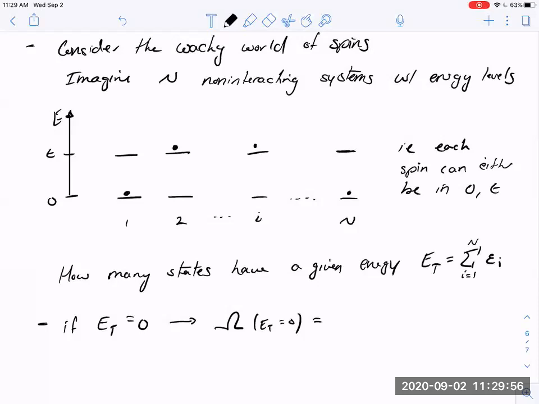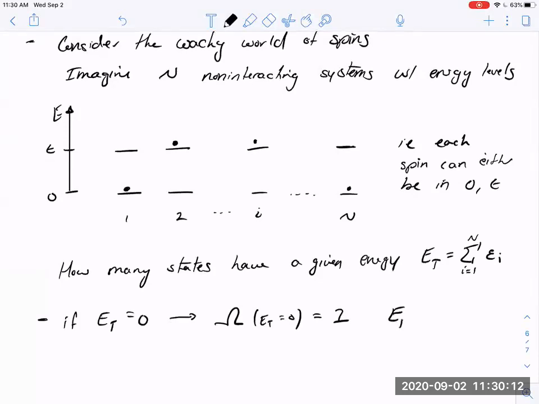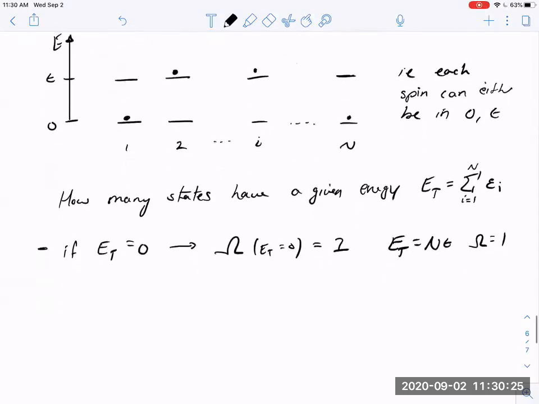Well, there's only one, right? For E_T to be 0, it means that every single spin had to be in its ground state. If any one of them is excited, it will have an energy above its ground state energy. There's only one way. Similarly, if E_T was n times epsilon, everything is in its excited state, there's analogously only one way for that to happen.